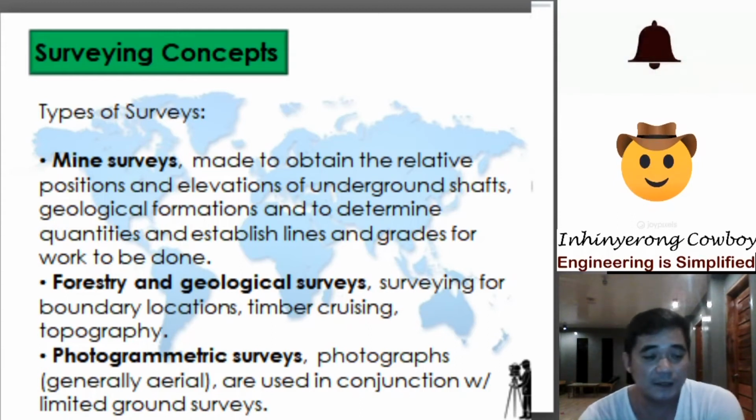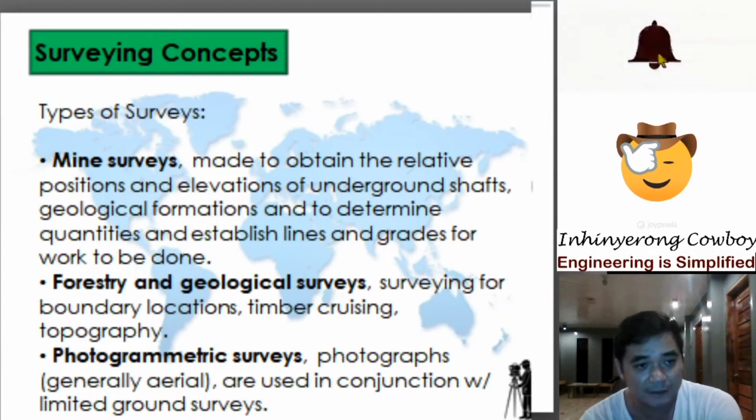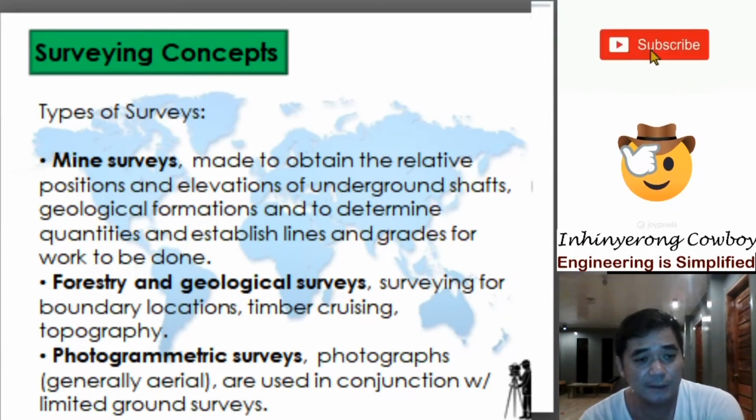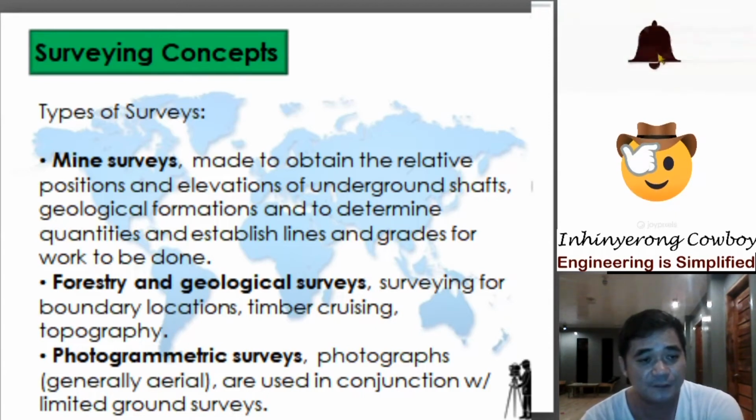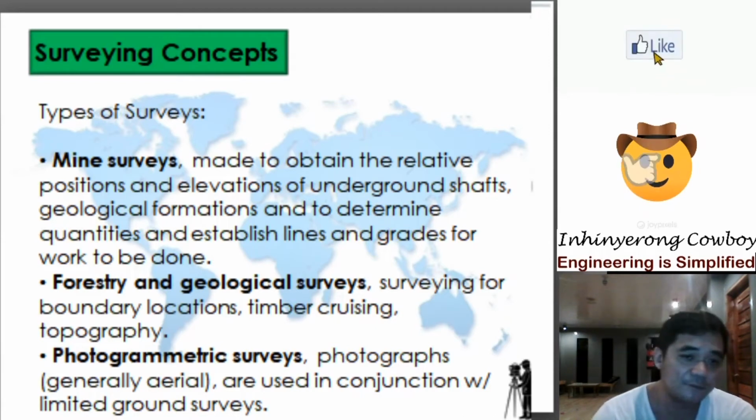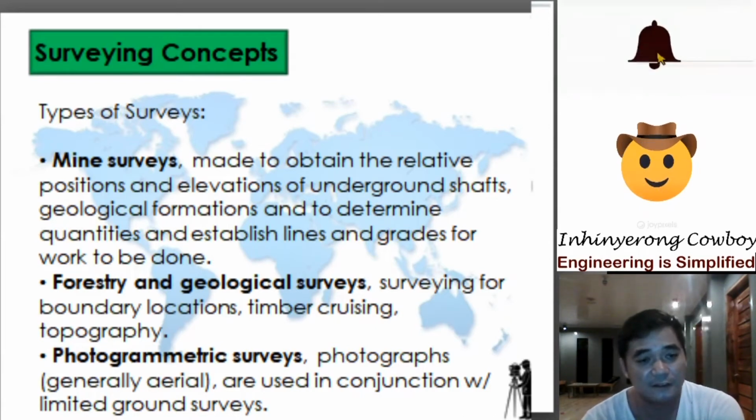Okay, so mine surveys are made to obtain the relative positions and elevations of underground shafts and geological formations, and to determine quantities and establish lines and grades for work to be done.